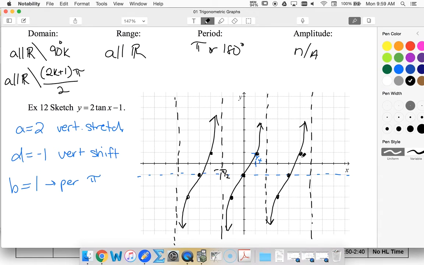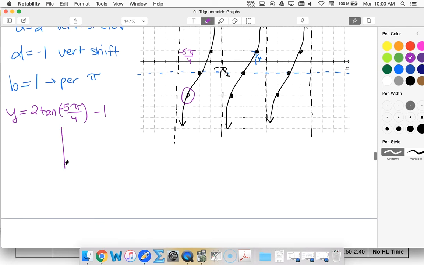Okay, so let's pick a random point to test. I'm going to test this point. So 1, 2, 3, 4. This is going to be 5 pi over 4. So testing this, y is going to be equal to 2 tan 5 pi over 4 minus 1. Well, sorry, this is not 5 pi over 4, this is negative 5 pi over 4.